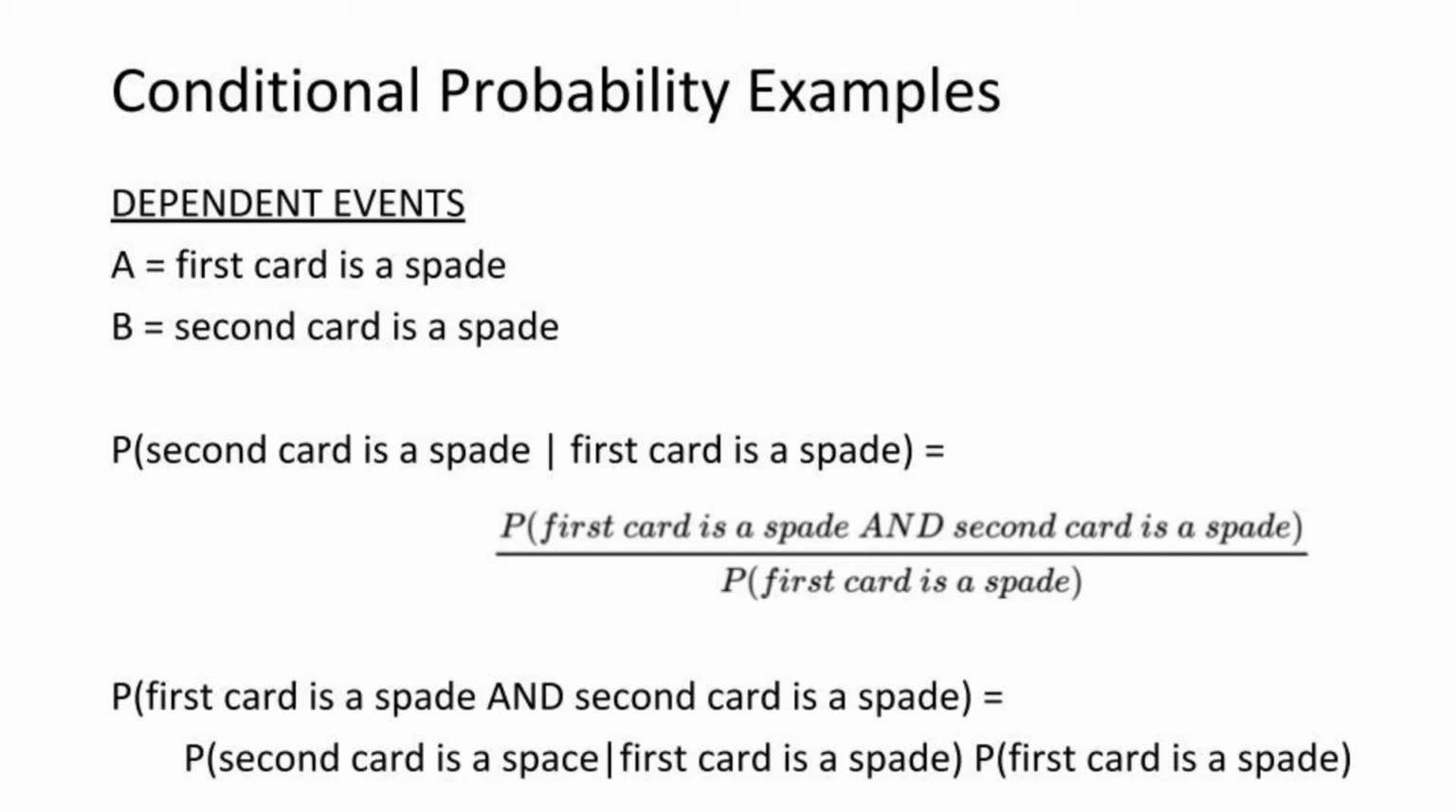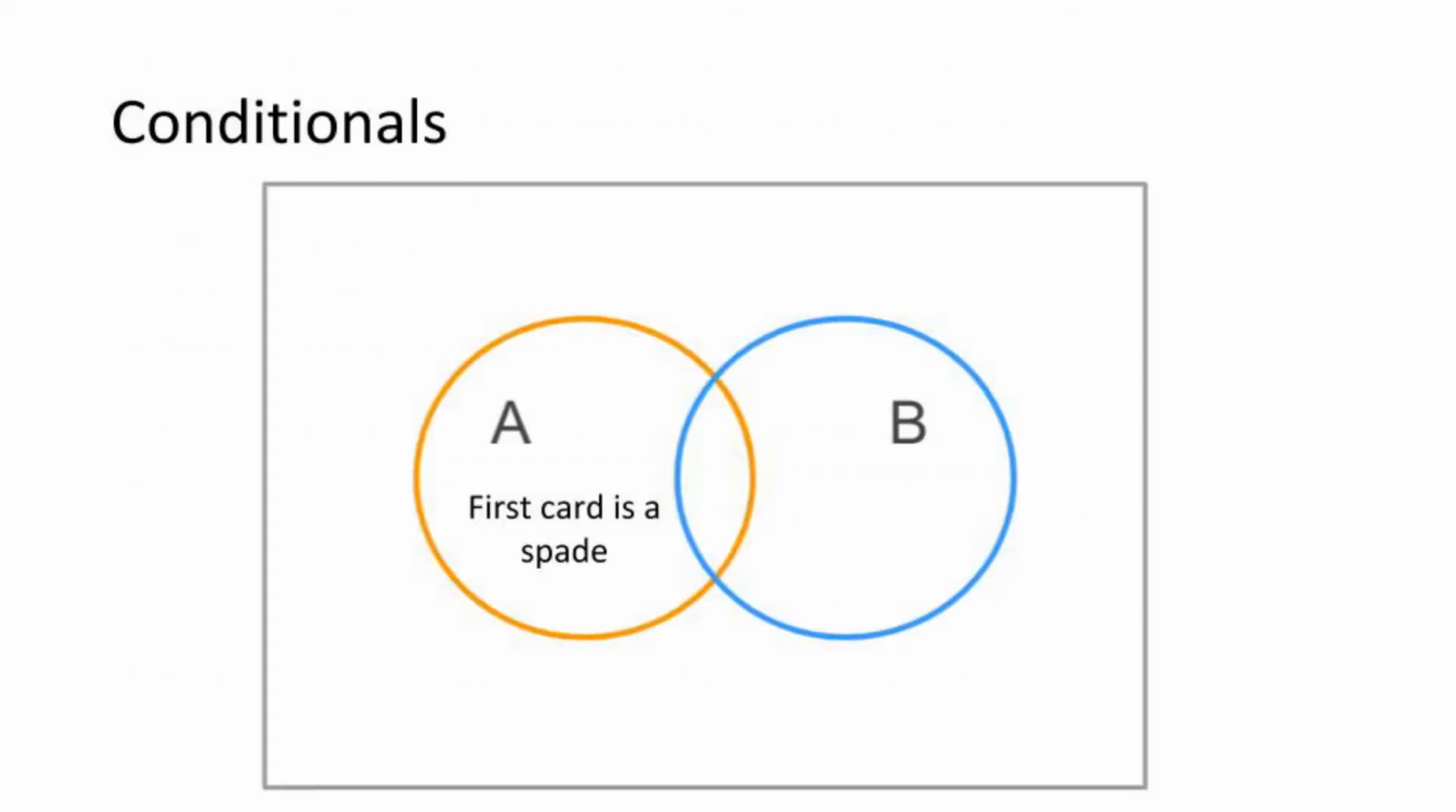Or maybe the more conceptual one to solve for is: what is the probability of both cards being a spade? It's just the probability of the second card being a spade given that the first card is a spade, multiplied by the chance of the first card being a spade.